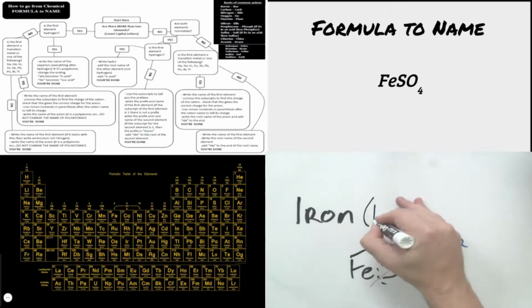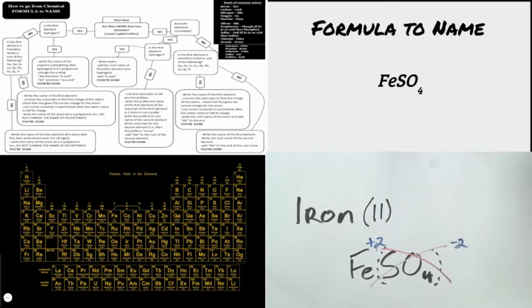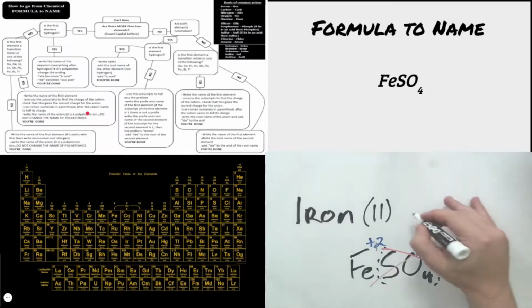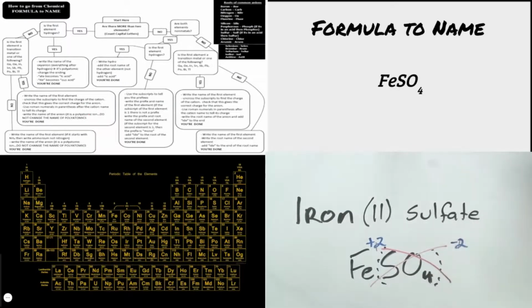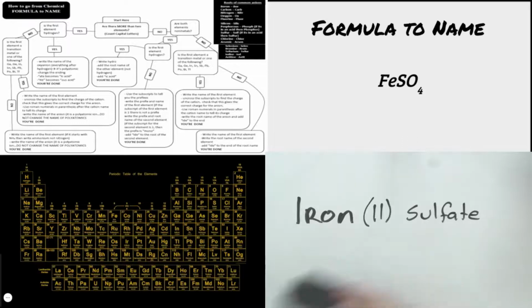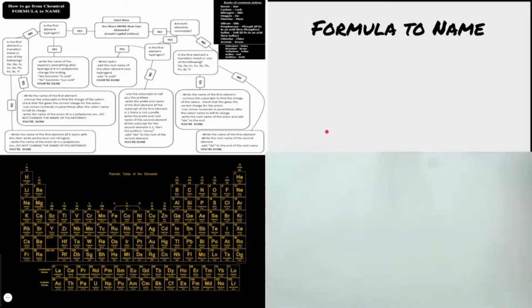So in parentheses, I'm going to do a Roman numeral 2, and then I write the name of the polyatomic ion. Notice I do not change the name at all, so I just write sulfate. So FeSO4 is iron 2 sulfate. All right. Make sure you pay attention to those Roman numerals and all of that. Let's do some more examples.